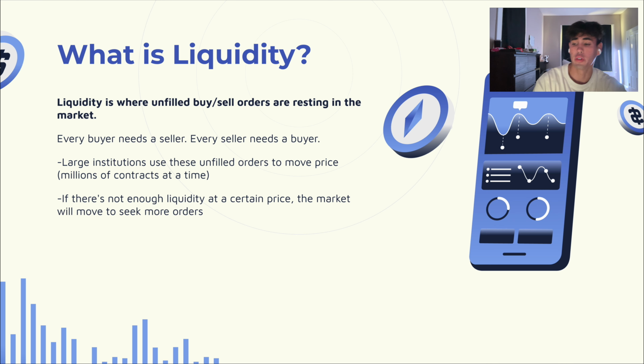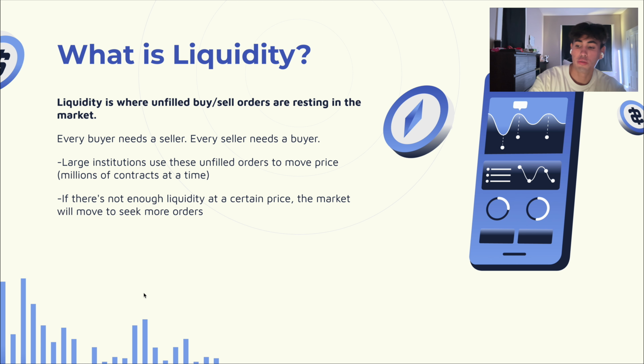Okay, so what is liquidity? Liquidity is where unfilled buy or sell orders are resting in the market. And every buyer needs a seller, and every seller needs a buyer. So price will seek to distribute and fill these orders, essentially. Every buyer needs a seller, so if there's a buy stop or a sell stop, there will be a counterparty for that price if price hits it, and same for the opposite.